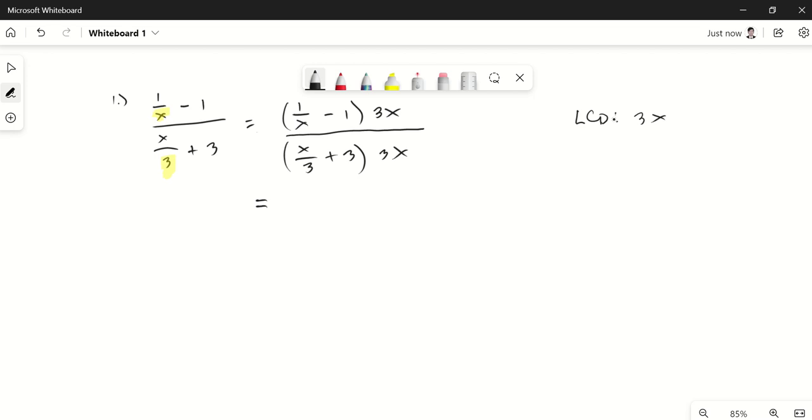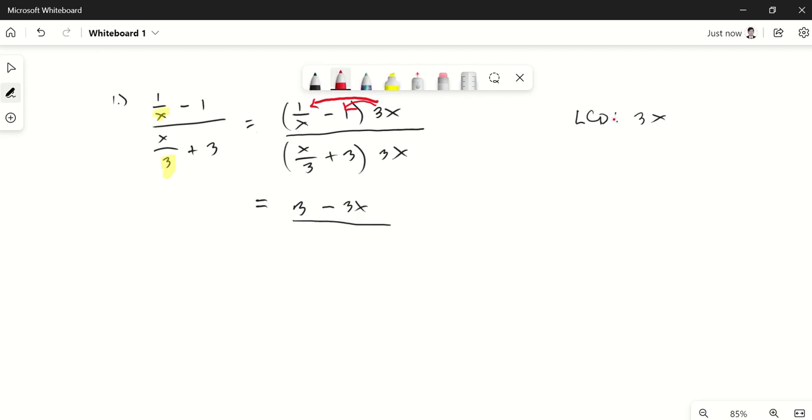So first, you need to multiply 3x to 1 over x. That will give you 3. This is the common mistake of other students. They don't usually multiply the 3x to the second term. So take note, it must be distributed to both terms. 3x times 1 will give you negative 3x.